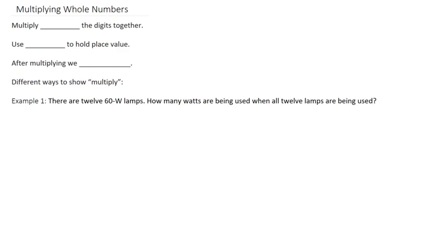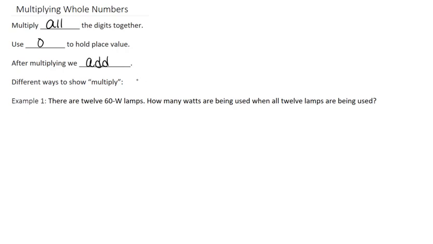Multiplying whole numbers. We will multiply all the digits together. We will use 0 to hold place value. After multiplying, we add. There are different ways to show multiply.